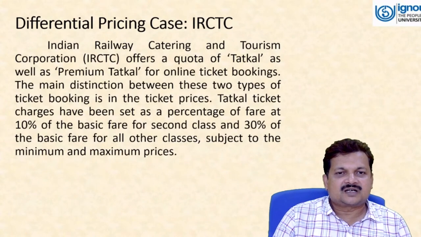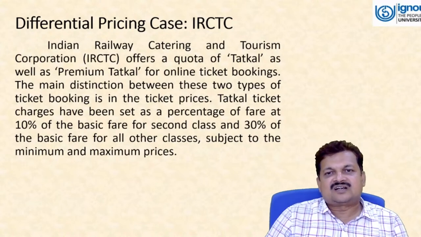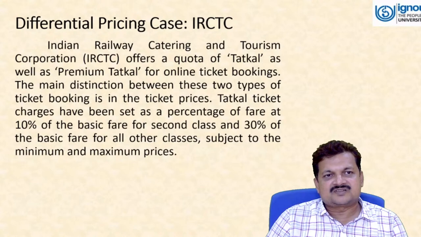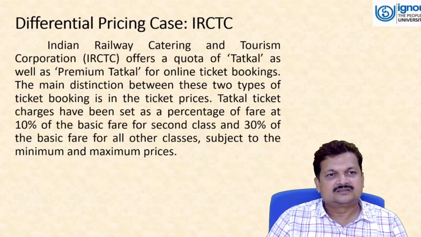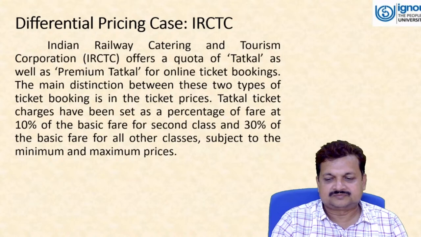Differential pricing also takes place in the case of trains. You are going to find 10% of the basic fare for the second class and 30% of the basic fare for the other classes, subject to minimum and maximum prices. So they have kept it like that. Then the Tatkal ticket price is different, and they charge Tatkal charges of 10% of the basic fare and 30% of the basic fare. In the Indian railway system, they charge Tatkal charges like that.